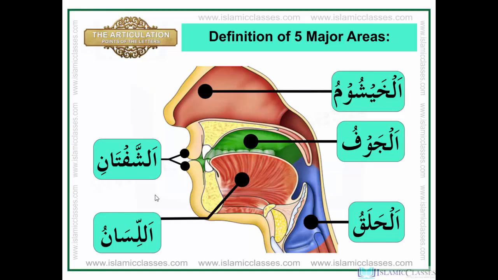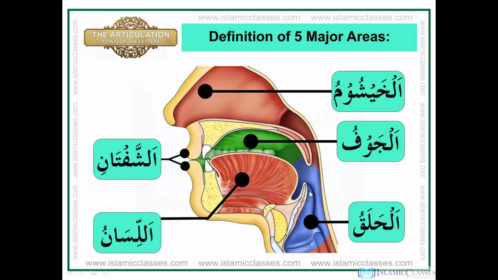Here I am going to tell you those five major areas. As you can see, the first one is al-khayshum, and that is this place of the nose. This place of the nose we call al-khayshum, and from this place the ghunna sound comes out. The second is al-jawf. This is the empty space of our mouth, and that is the green color you can see. The next one is ash-shaftan, the two lips. From these two lips we also deliver some letters.